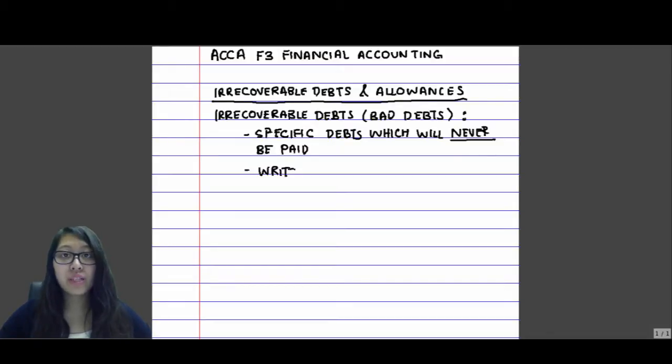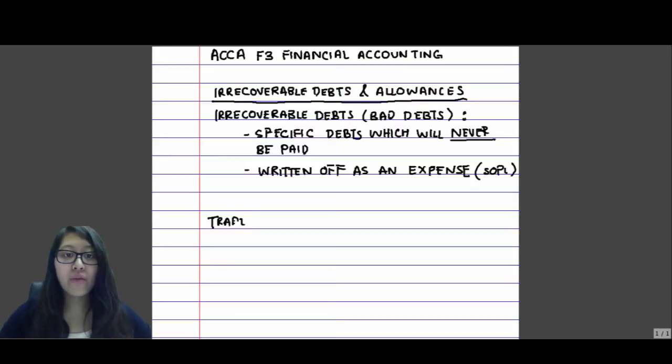How are we going to treat this bad debt? Well, we are going to write it off as an expense. Now, expenses are recorded in the statement of profit or loss, which is exactly where we're going to recognize our irrecoverable debt expense.